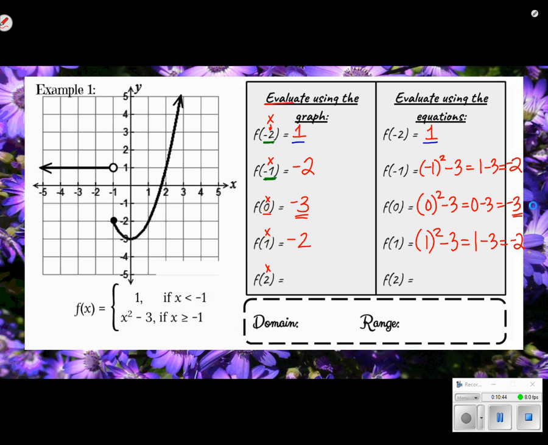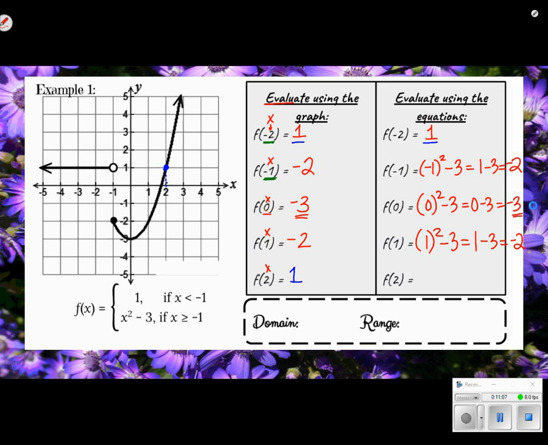I want you to look at it from the graph. Can you tell what the y values are? And then can you do the same thing with the equation that we've been doing? Right, let's look at this. F of 2. So here's 2 as my x. My y value is 1. How'd that go?